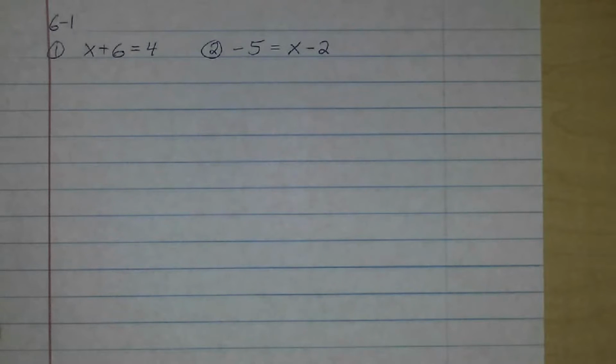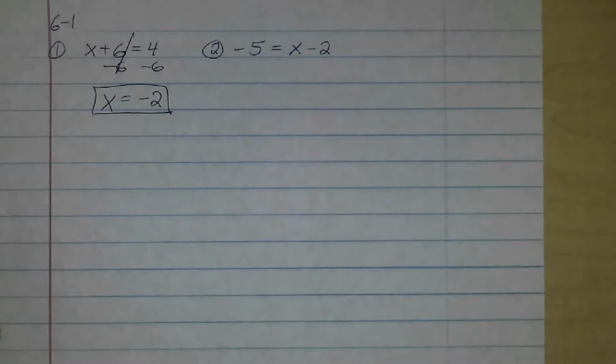Press play when you got these done. Okay, here we go. For problem 1, we're going to subtract 6 from both sides. And on problem 2, we're going to add 2 to both sides.